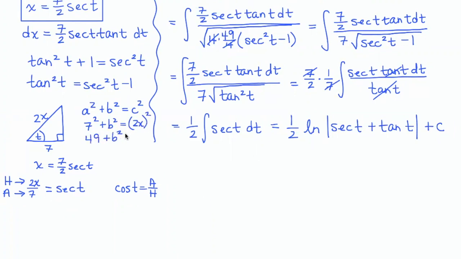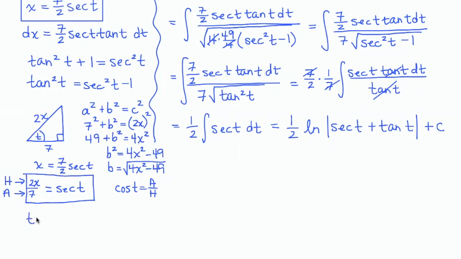And just be careful when you put in the hypotenuse, do remember to square both parts of that. So you're really looking at 4x squared. Subtract the 49 over, you have b squared equals 4x squared minus 49. Last step, take the square root. So for my substitution for secant of t, I have this ready to go.